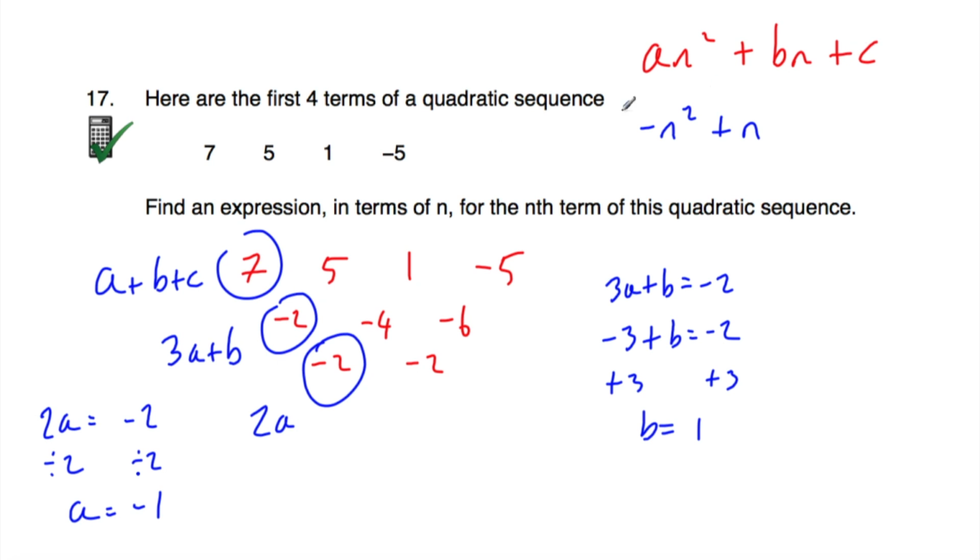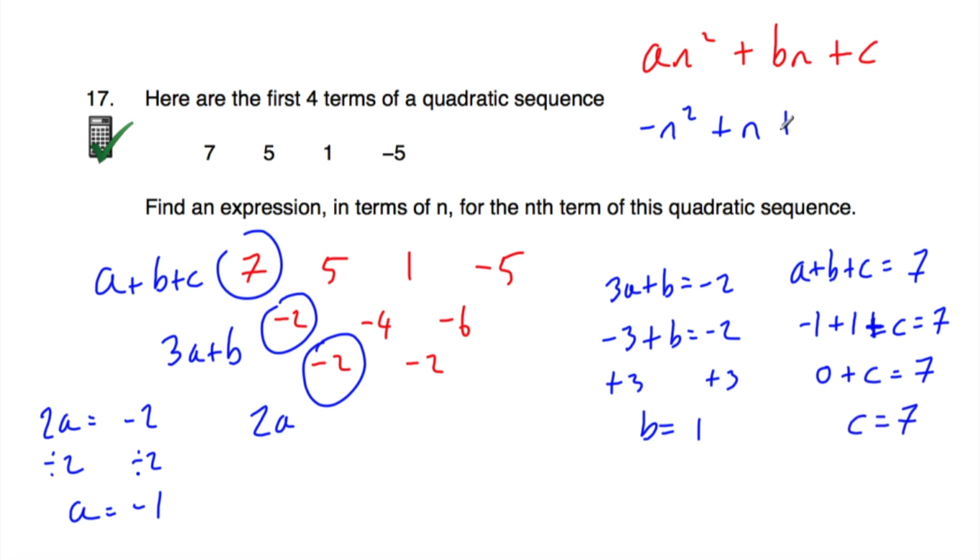And finally, to get our c, we're going to look at the first term in the sequence, and that's a plus b plus c is equal to 7. And a is equal to minus 1, so we've got minus 1, and then we've got plus b, which is plus 1, and then we've got plus c is equal to 7. Okay, minus 1 plus 1 is 0, so we've got 0 plus c is equal to 7, and that means that c is equal to 7. So that means it would be plus 7.